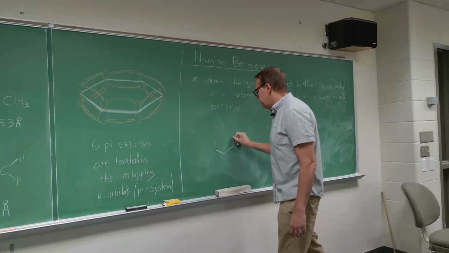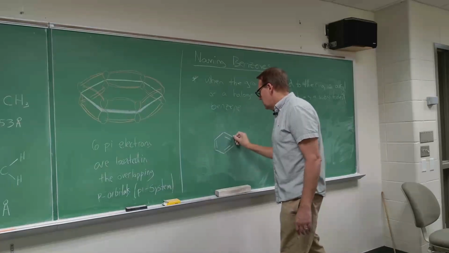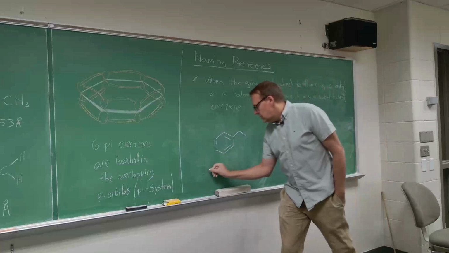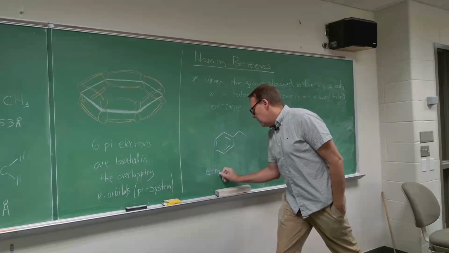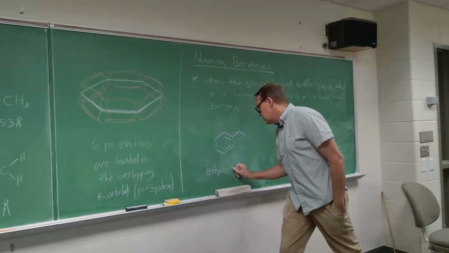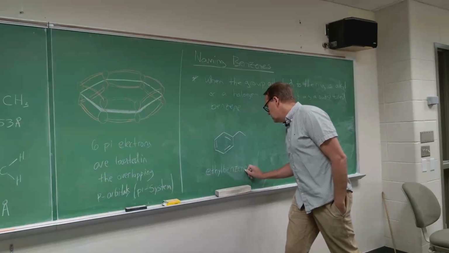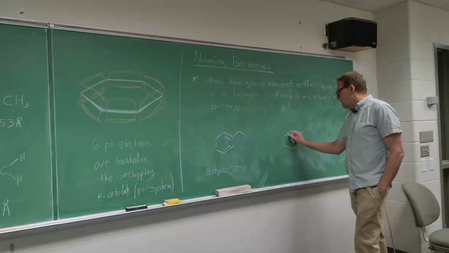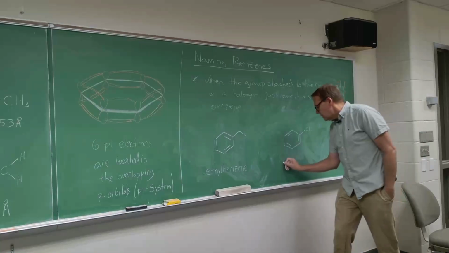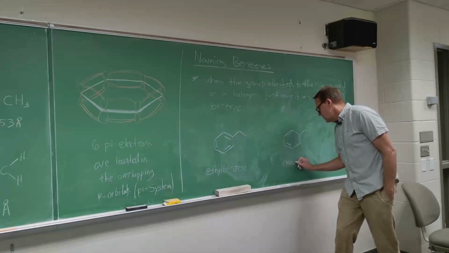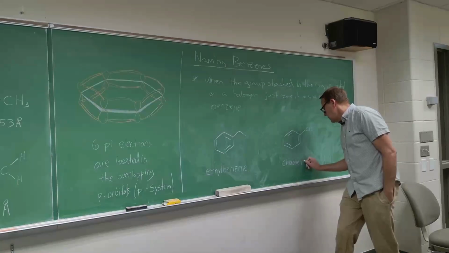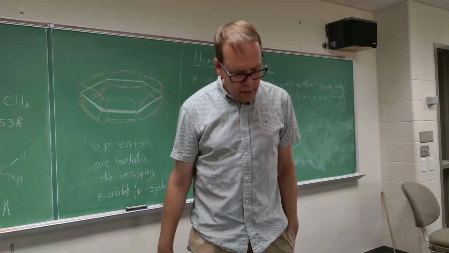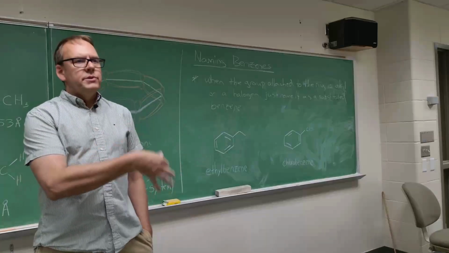For example, here's benzene with an ethyl group on it. You just call this thing ethylbenzene. Ethyl, and then no space, just go right into benzene, ethylbenzene. And then here's a benzene ring that has a chlorine on it. That's a chloro group. This would just be called chlorobenzene. Okay, so a lot of times it's really simple like that.